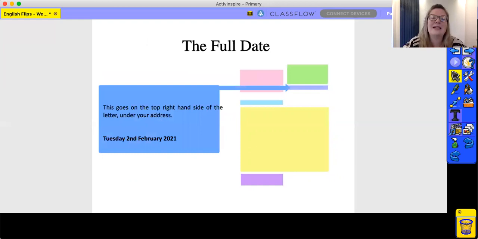Next, just under your address, you have the full date. So today is Tuesday, the 2nd of February, 2021. This needs to go just under your address.